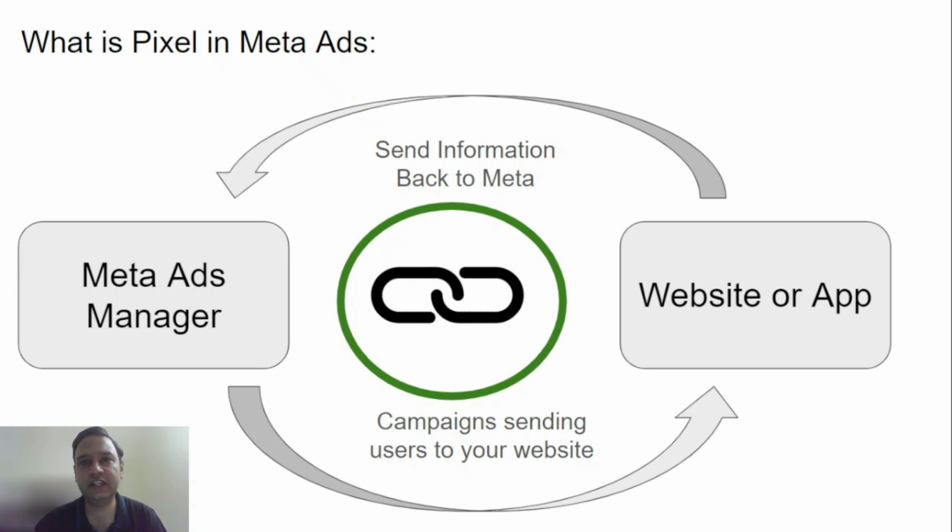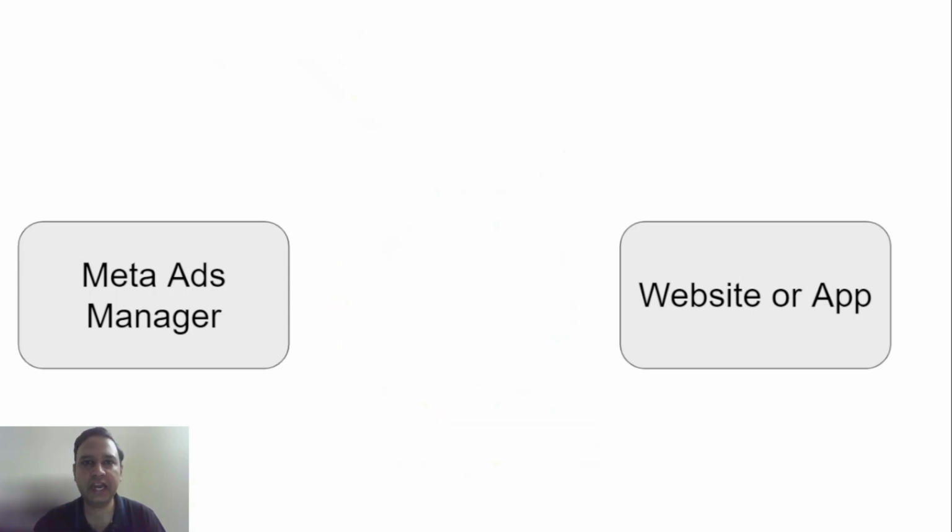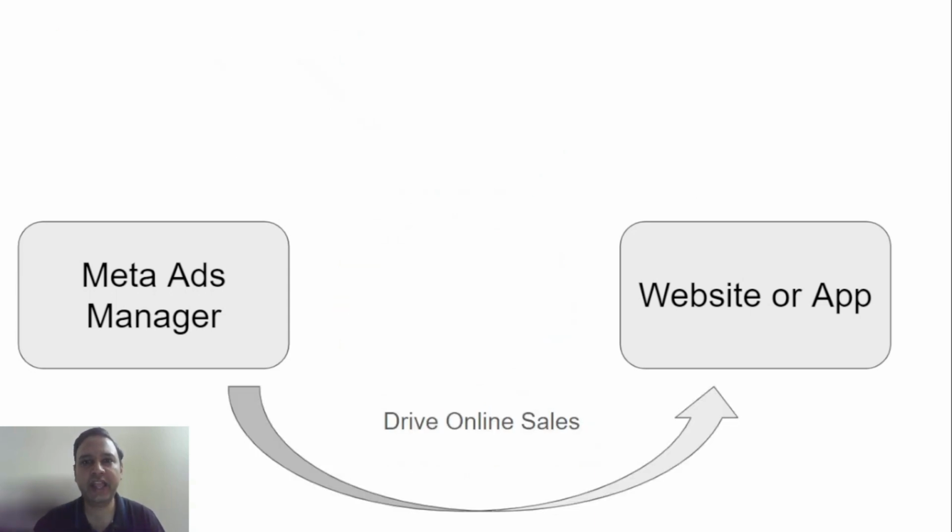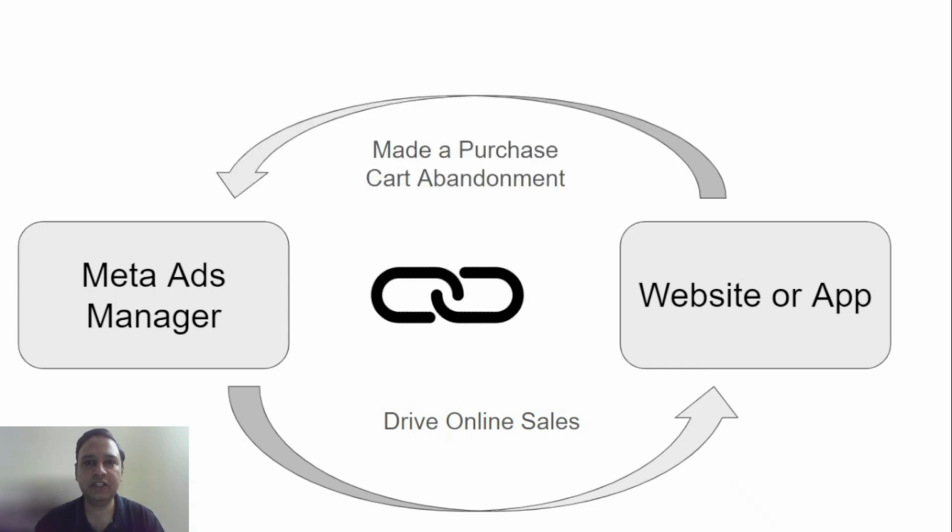Let's further understand this with a use case. So using your Meta Ads Manager account, you have created a campaign to drive online sales, right? And this campaign is sending traffic to your website. Now, once a pixel is created, which has developed a link between your website and Meta Ads Manager account, you can pass back information to Meta that, okay, these are the people who have made a purchase on the website. These are the people who have added products to cart but didn't make a purchase and did cart abandonment, right? So these are two use cases which I am giving you.